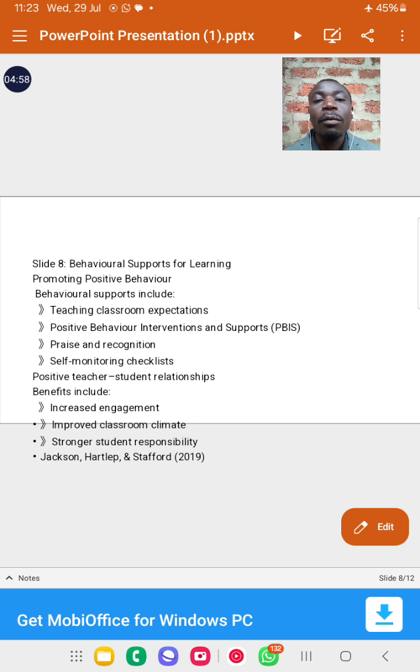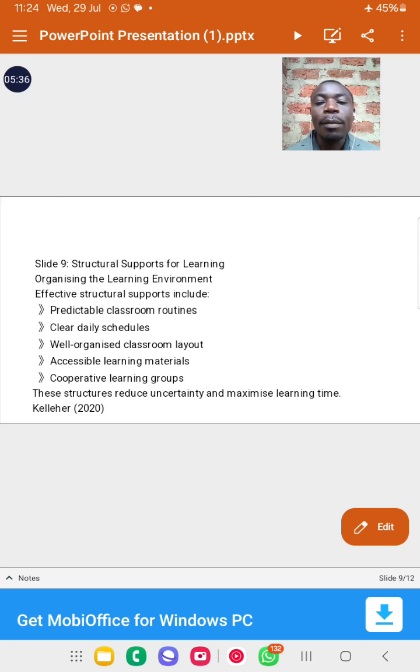Behavioral support includes teacher classroom expectations, Positive Behavior Intervention and Support, which we call PBIS, praise and recognition, and self-monitoring checklists. Positive teacher-student relationships benefit in the following ways: one, increased engagement; next, improved classroom climate; and the other one is stronger student responsibility. This is also supported by Jackson, Hartlip, and Stafford, 2019. In my next slide, I'm talking about structural support for learning.